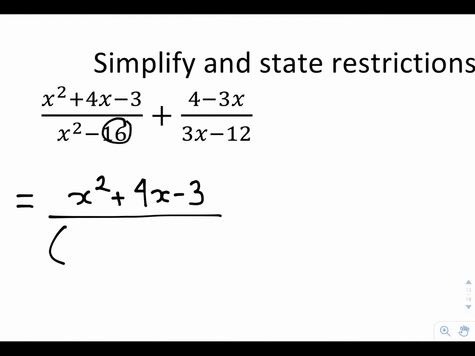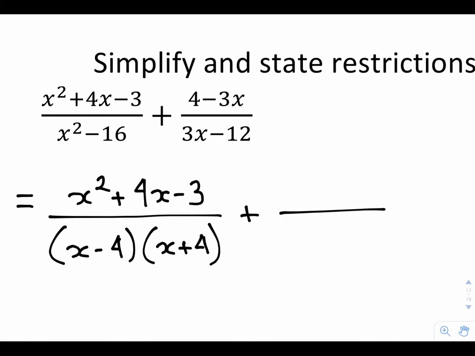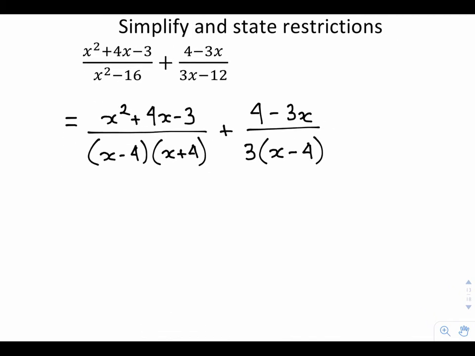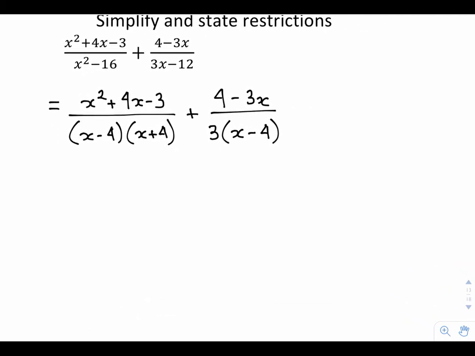Notice that 16 is 4 squared, so I can write that as x minus 4 times x plus 4 plus 4 minus 3x again. No common factor there, but the denominator of the second fraction has a common factor of 3. I'm left with x minus 4. So looking at our first fraction, in terms of our denominator, it has the x minus 4 term, but it doesn't have the 3. So that's what I'm going to do.